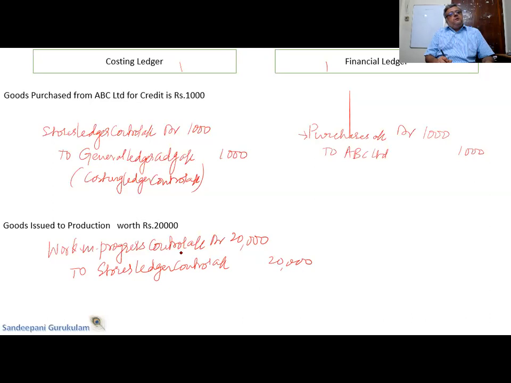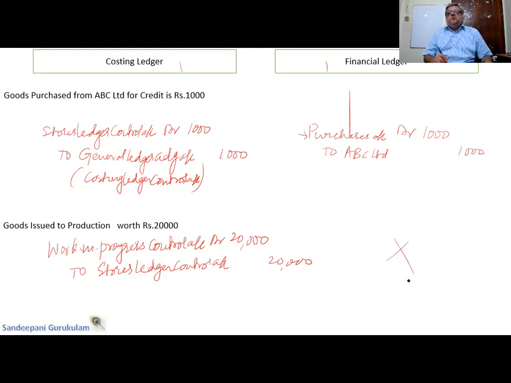Because you are debiting the work in progress and crediting your stores ledger control account for the issue of materials. Since you have both the accounts available, there is no necessity for the general ledger adjustment account here. You can pass a double entry without it in the costing books: debit work in progress control account 20,000 and credit stores ledger control account where the goods are being issued.